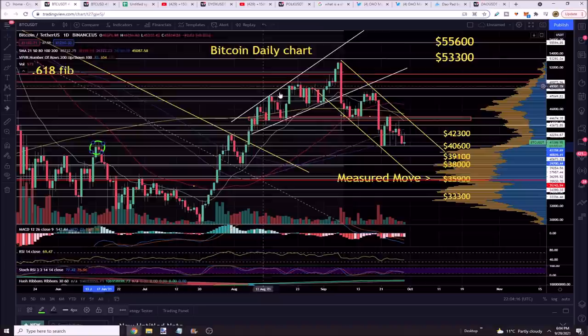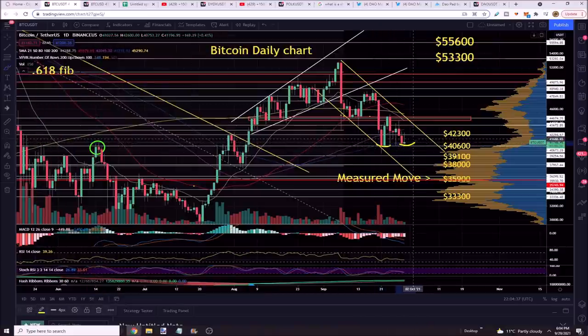Bitcoin daily chart. So, I woke up, Bitcoin had a nice bounce and has given a lot of the gains back today. This key level right here, about 40,600, needs to hold as support. The idea is if it does hold, you have this little double bottom. If not, again, big picture, the measured move here is $36,000 Bitcoin.